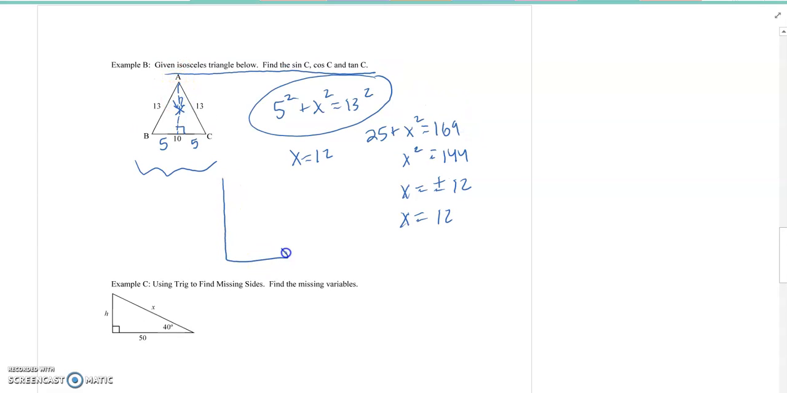So let me draw our right triangle. We have this is 5, this is 12, and this is 13. This is A, this is unknown.